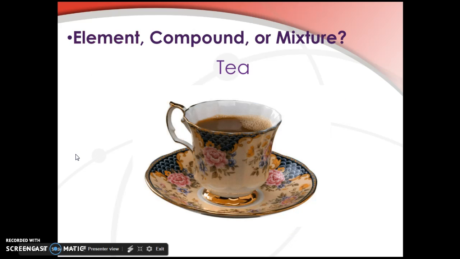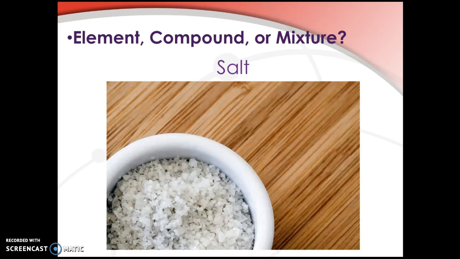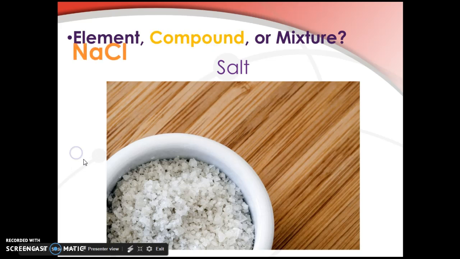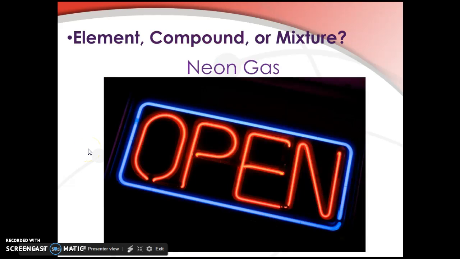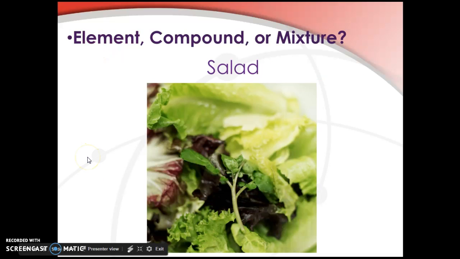Tea. You take water and you put a tea bag in there. So it's a mixture. Salt. NaCl for the kind that you eat. So it's a compound. They're written all smushed together. You have multiple elements written all smushed together, meaning they were chemically combined. Neon gas is an element. It's found on the periodic table. Salad. It's a mixture. You can tell the difference between these parts.